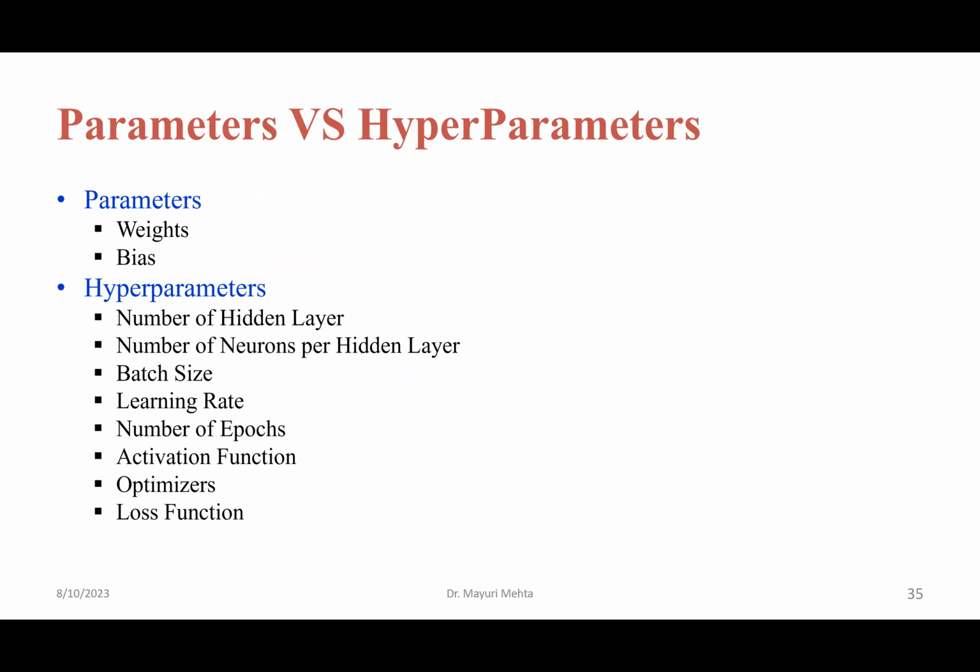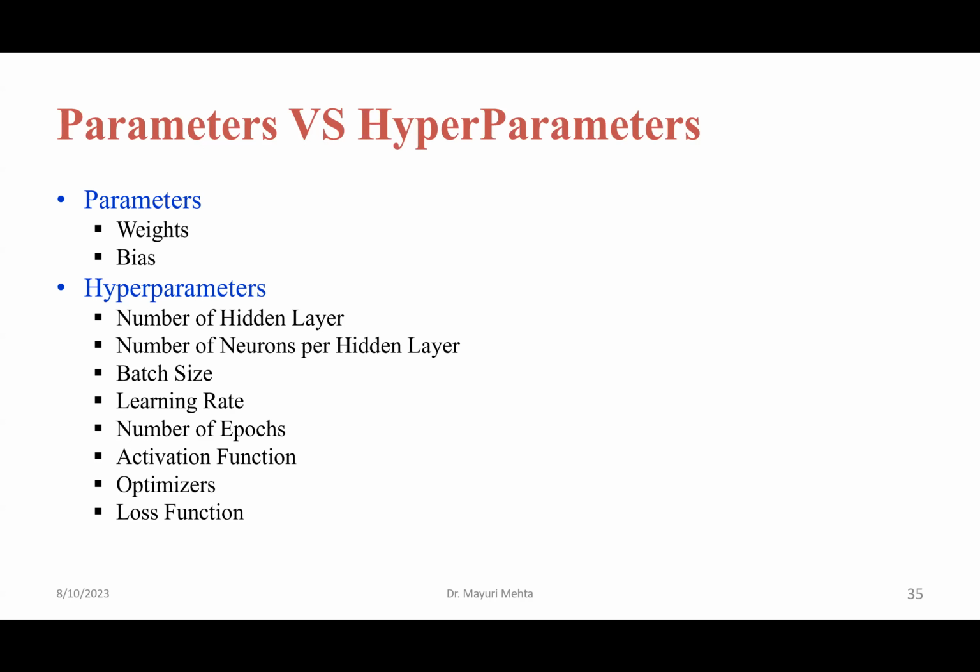Probably you have heard some of these parameters in our previous discussion, like weights, bias, hidden layer, neuron. So you're familiar with these terms, but some of the parameters are new to you, like batch size, learning rate, number of epochs, activation function, optimizer, loss function. These are all very important parameters associated with neural network. So today let us discuss these parameters.